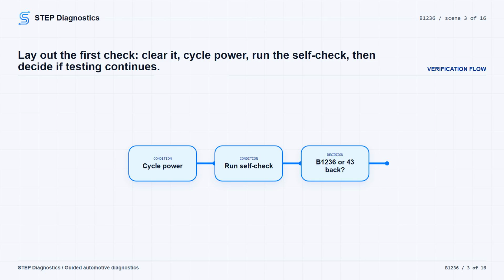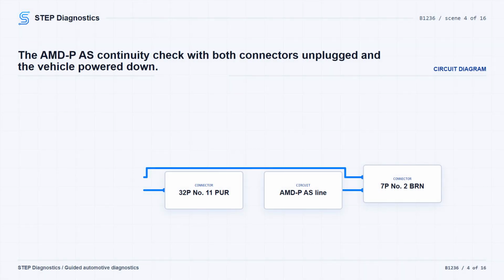If B1236 or 43 comes back, continue with the circuit checks. If it does not come back, treat it as an intermittent fault and check for loose wires or poor connections in the passenger's air mix control motor circuit. Next, power the vehicle down. Ignition switch in LOCK (0) or engine start/stop in OFF mode.